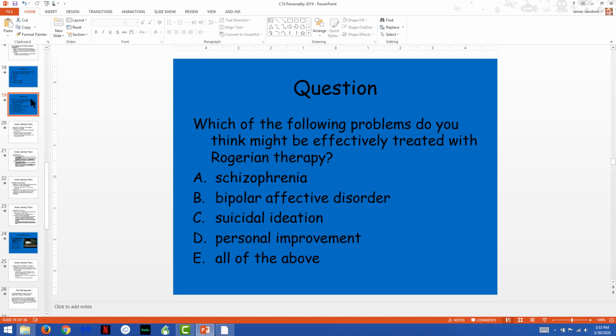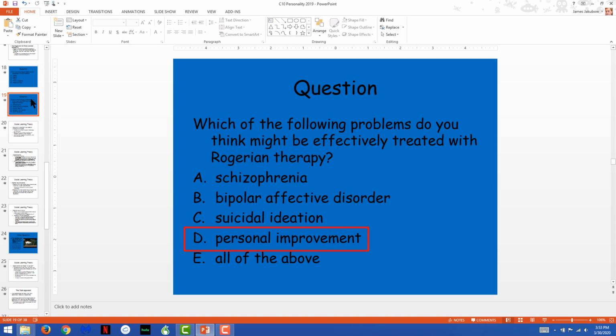Next question. Which of the following problems do you think might be effectively treated with Rogerian therapy? Okay, well, Rogerian therapy is a specific type of the phenomenological approach, right? Carl Rogers makes a way to apply the phenomenological approach in a therapeutic process. What kinds of things is Rogers treating? D, personal improvement. That's the primary thing. The others there are all really just too difficult. And frankly, it gets a little bit ahead in terms of semester.